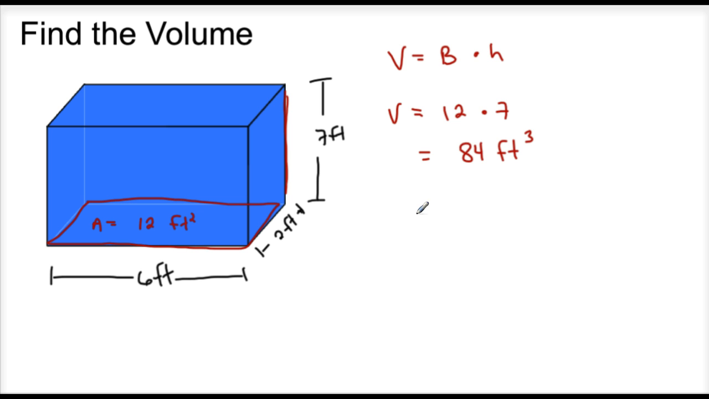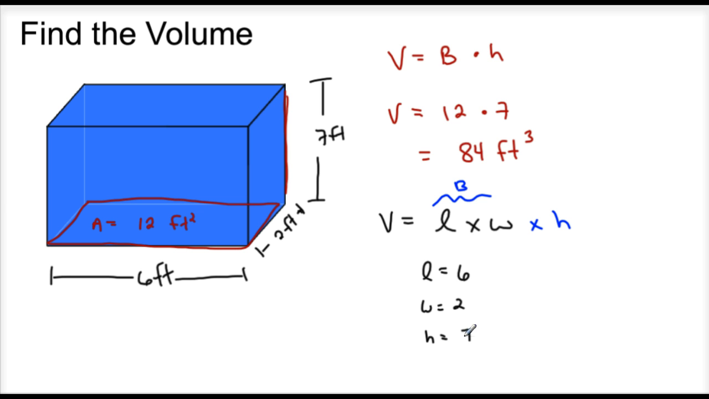Now some of these solids have a formula for you already. So this is a rectangular prism. The formula for a rectangular prism is simply V equals length times width times height, where length times width is really the base of my rectangle, times a height. So if you want to do this formally, you can make a list for yourself. My length is 6 feet, my width is 2 feet, my height is 7 feet, and then plug in length times width times height, and you get your 84 feet cubed.